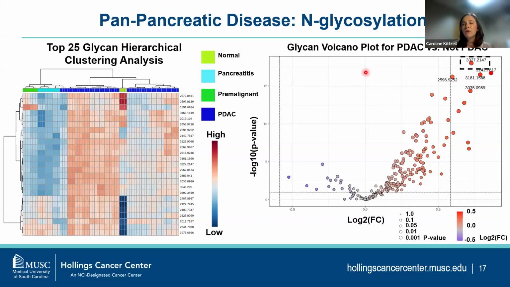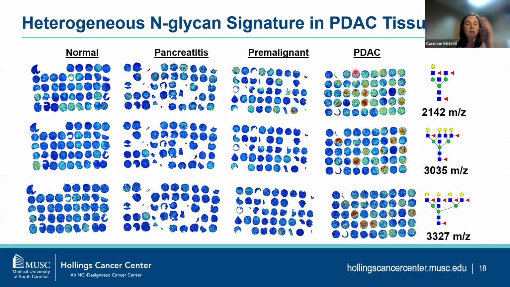When we look at this volcano plot, I made this basically by comparing all of the PDAC N-glycome versus everything else. So the PDAC N-glycome versus the N-glycome of pancreatitis, premalignancy, and normal. And what we found is, again, these same N-glycans that we've been seeing throughout primary pancreatic cancer and metastatic pancreatic cancer still pop up. We still see these bisecting N-glycans with core fucosylation and also some outer arm fucosylation.